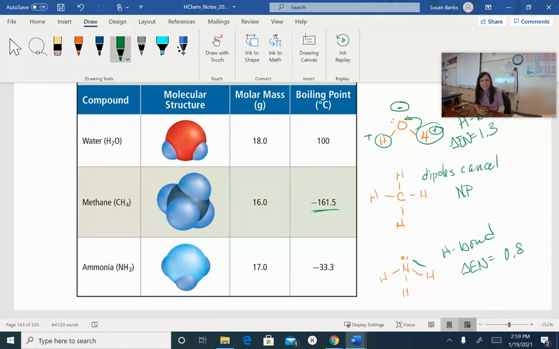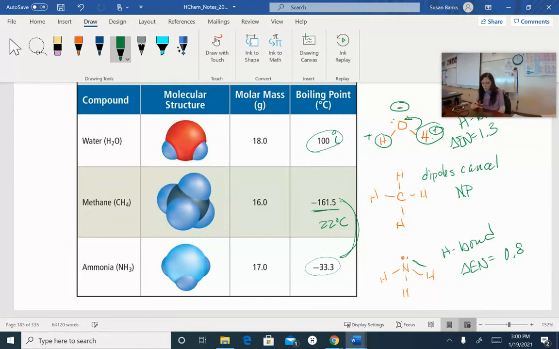Like it's going to be a gas long before we even get to room temperature. Room temperature is about 22 degrees Celsius, okay? So ammonia is also going to be a gas at room temperature, but notice it's like 130 degrees different, okay? And then water, because the hydrogen bonds are so strong because it's hydrogen with oxygen, the boiling point doesn't reach until we get to 100 Celsius, okay?